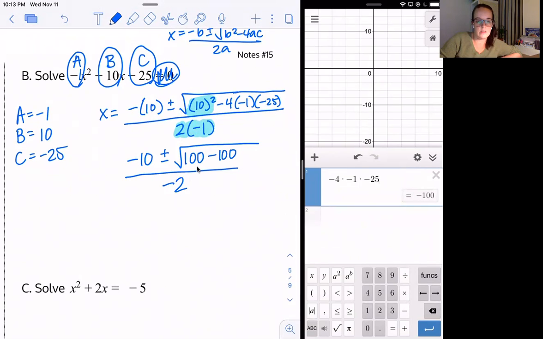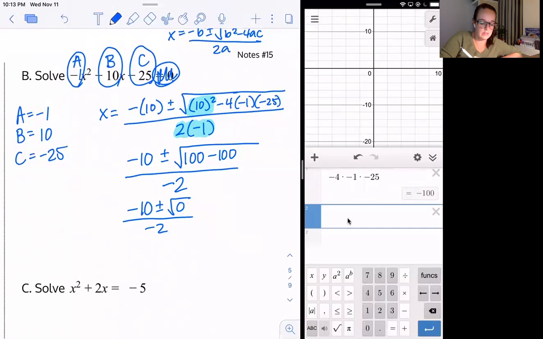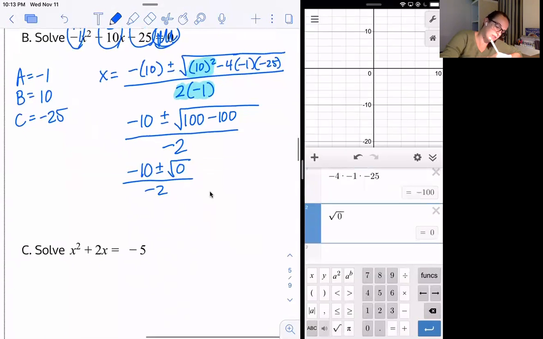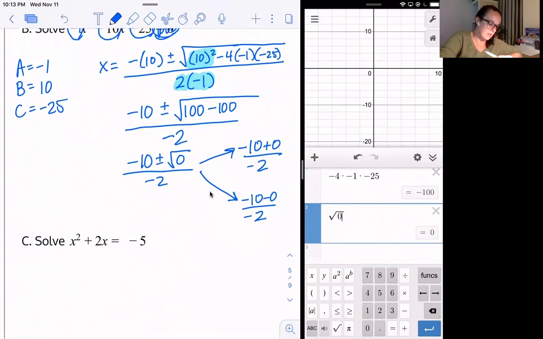All right. So I need to simplify in here, still in my blue zone. So 100 minus 100 is 0. So I have negative 10 plus or minus the square root of 0 over negative 2. As you may know, the square root of 0 is just 0, right? So our two situations would be negative 10 plus 0 over negative 2 and negative 10 minus 0 over negative 2. I'm going to go ahead and make these a little smaller on my page.